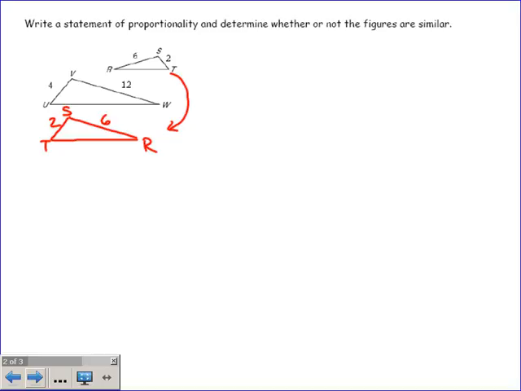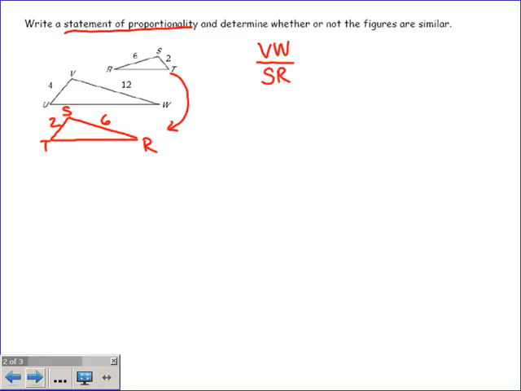To write a statement, it looks like we're going to be comparing these, like the 4 and the 2, the 12 and the 6. It looks to me like those are proportional. What we need to do is go through and actually write our statement of proportionality. A statement of proportionality is basically dealing with the side lengths. Okay? So if we wanted to, we could write, VW is going to be related to which side over here in the small triangle? SR.